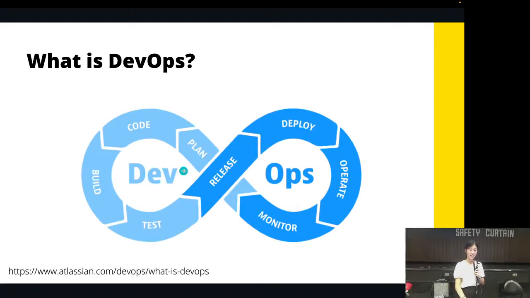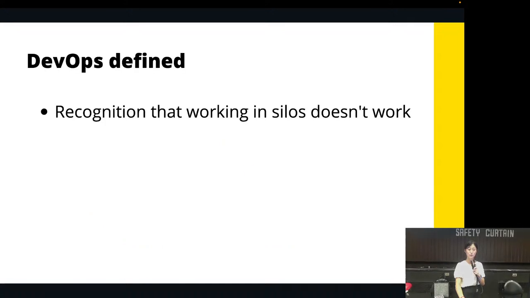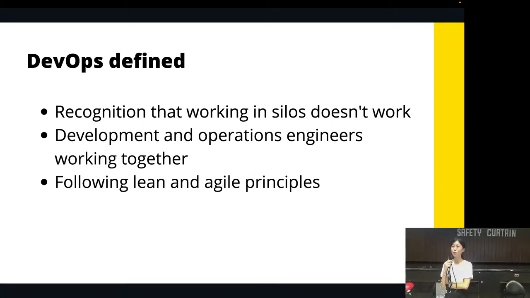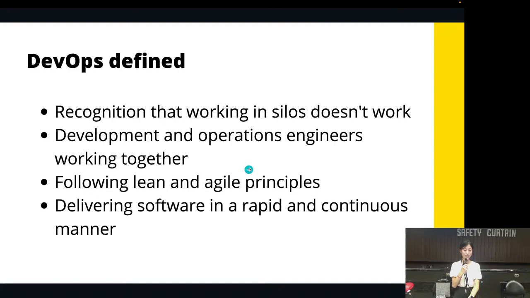So we have dev, development here. We have code, build, test, everything. And then ops is where we release, we deploy, we operate, and we monitor the process. So a more comprehensive way. DevOps is defined as the recognition that working in silos doesn't work, meaning that we have a group of developers working on development, a group working on testing, another group working on requirements, another group working on maintenance. This doesn't work, so we need more collaboration. Development and operations engineers, everyone, need to work together and follow lean and agile principles. And the most important part here is that we need to deliver software in a rapid and continuous manner. So this is DevOps.